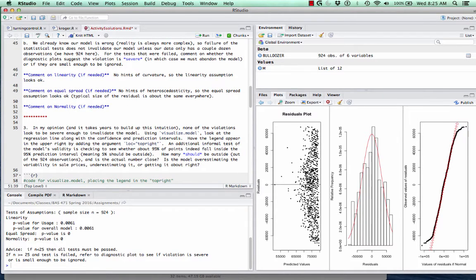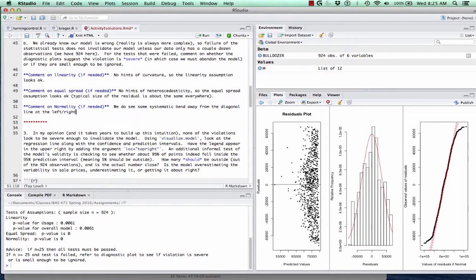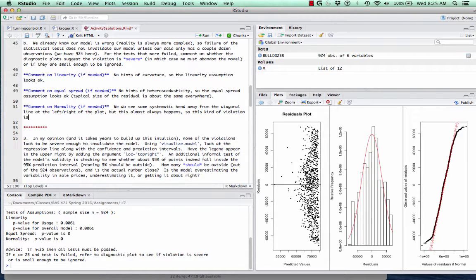and prediction intervals. Normality, we do see some systematic bend away from the diagonal line at the left and right of the plot, but this almost always happens. So this kind of violation is relatively small and inconsequential. It's only if there's a global pattern like we've seen in the notes that we really worry about the normality. They're just a little bit outside the lines here.